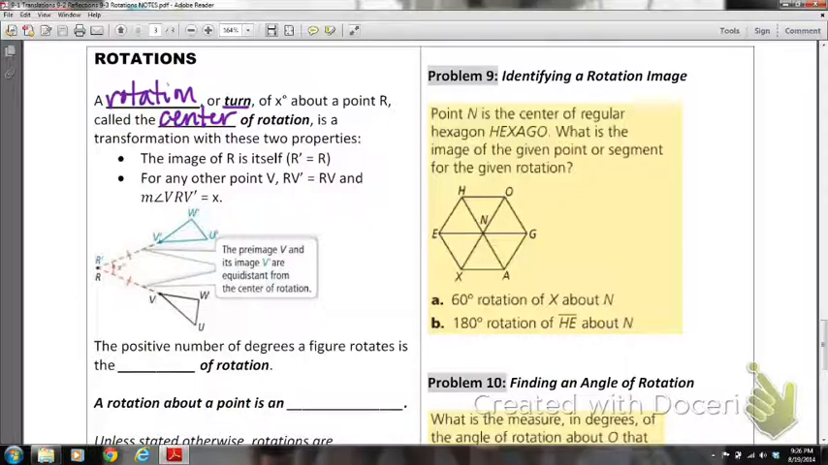So if you look at point R in the diagram, the image of R is R prime, and they are equivalent. For any other point V, the length of segment RV prime is going to be equal to the length of segment RV. Notice the congruence markings on those segments. And the measure of angle VRV prime is going to be the measure X. That's the angle of rotation.